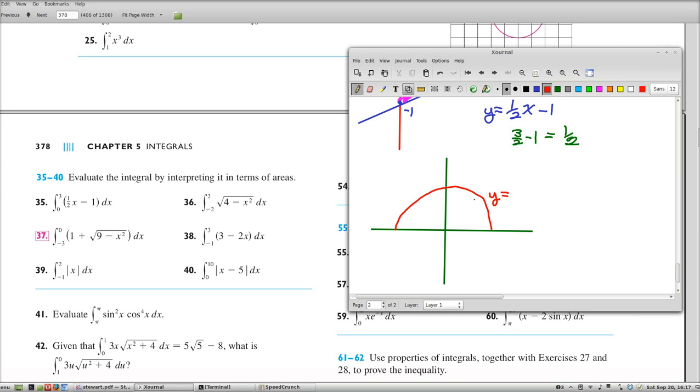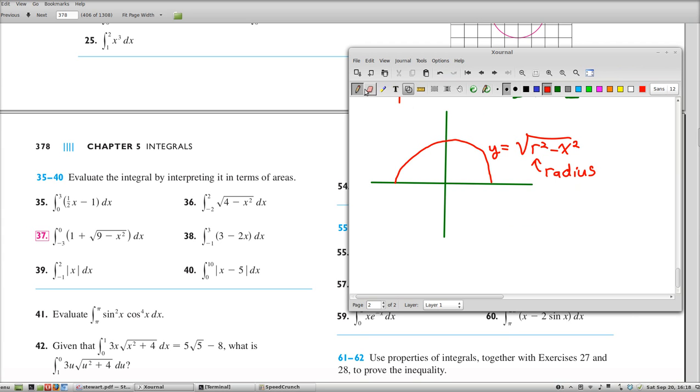But the formula for the upper semicircle is the square root of r squared minus x squared, where r is the radius. And that's being used in problems 36 and 37 here. This radius is going to be 2, this radius is going to be 3. And that's how you can solve these problems. You can't do them, quote-unquote, analytically by taking the antiderivatives. Those antiderivatives are too hard for us right now.